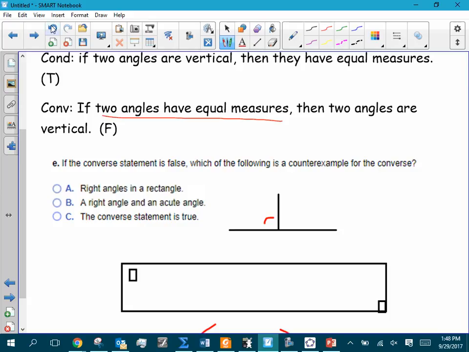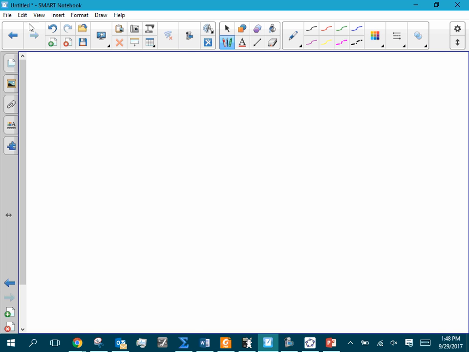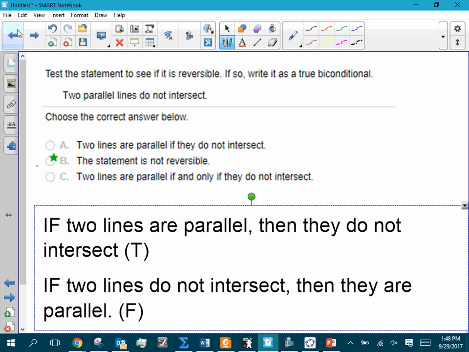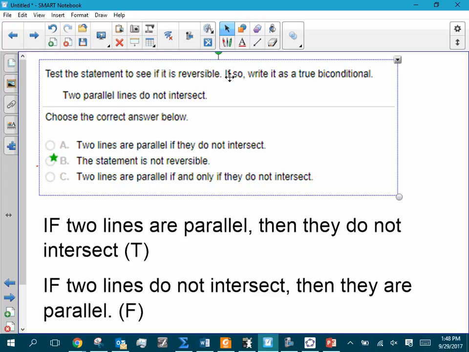One of them that you saw, I think it was in question 5. I think I got it on here somewhere. Yeah, this one here. Two parallel lines do not intersect, and they ask you to write that as an if-then statement, and then see if it's reversed. Okay, so I wrote that as an if-then statement. If two lines are parallel, then they do not intersect. Would you agree with that? Okay, and we say that's true. That's part of the definition for parallel lines. It's not a definition; it's more of a characteristic right now of parallel lines.